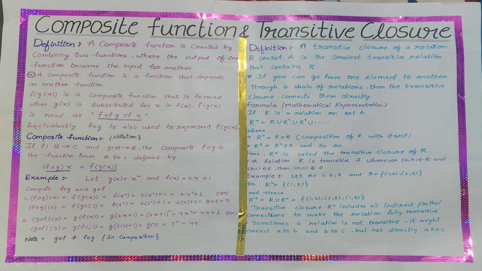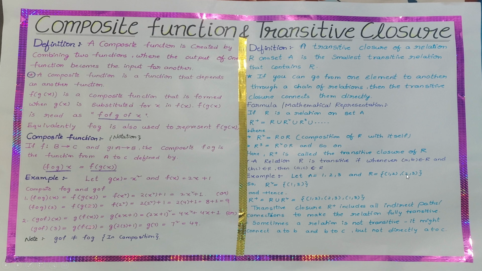Let's say we have a relation R on a set. R plus equals R union R square and so on, where R square equals R composition with R itself, R cube equals R square composed with R, and so on. R plus is called the transitive closure of R. A relation is transitive whenever a comma b belongs to R and b comma c belongs to R, then a comma c belongs to R also.